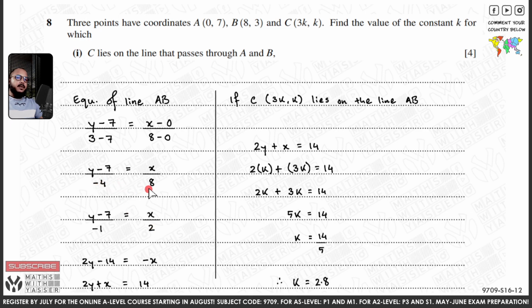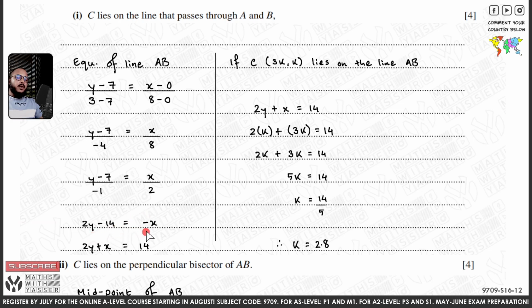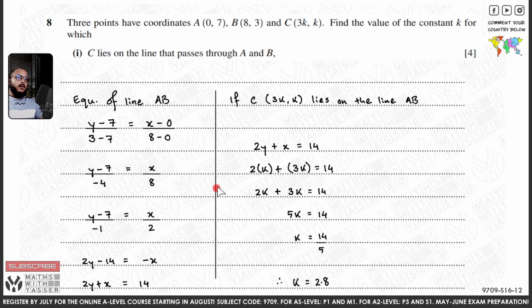I'm simplifying the denominator. As I can see, these are multiples of 4. So 2y minus 14 equals negative x. So 2y plus x equals 14. This is the equation of the line AB. Now, since the point C lies on the line AB, we can say that this must satisfy the equation. So we can simply substitute this coordinate into the equation, which means 2 times k plus 3k equals 14. That gives us 5k equals 14. Therefore, k is 14 over 5. So k will be 2.8.